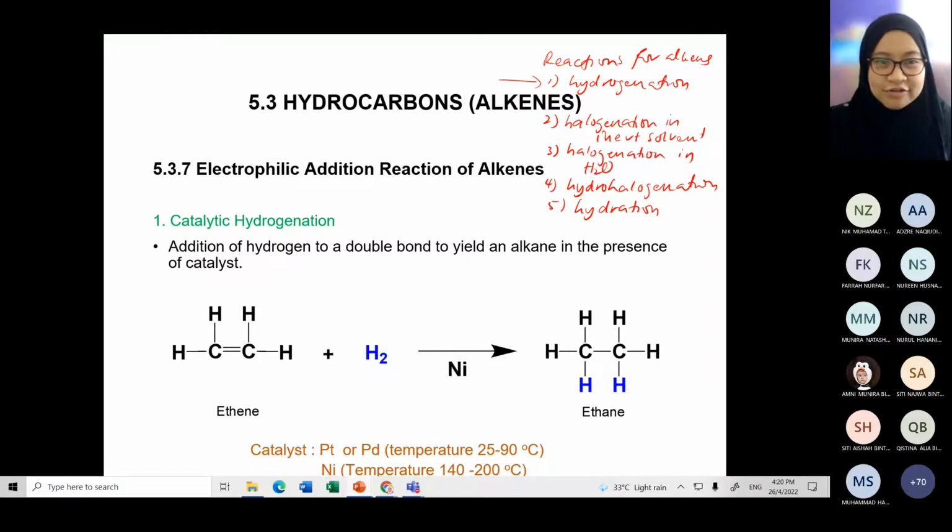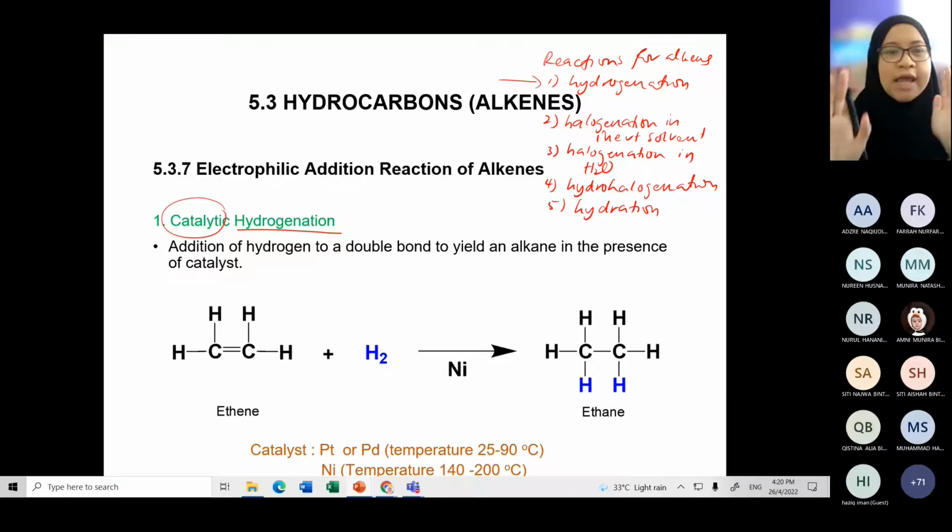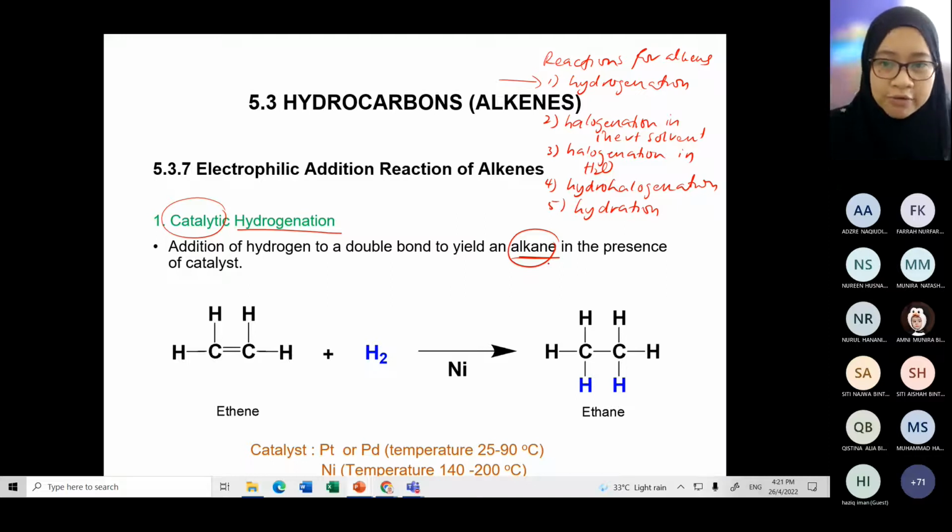Catalytic hydrogenation. Basically it is hydrogenation. And why do we have catalytic there? Because this reaction requires a catalyst. Without a catalyst, the reaction will not take place. We are going to add hydrogen into alkenes. So the pi bond will be broken down and then hydrogen can be added on both carbons. So it is the addition of hydrogen to a double bond to yield an alkane, as the product in the presence of a catalyst.